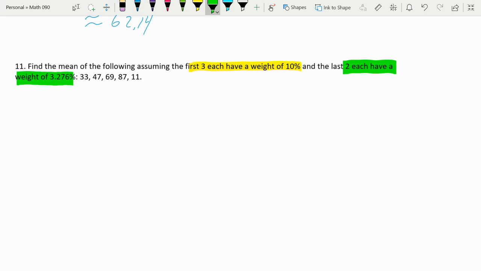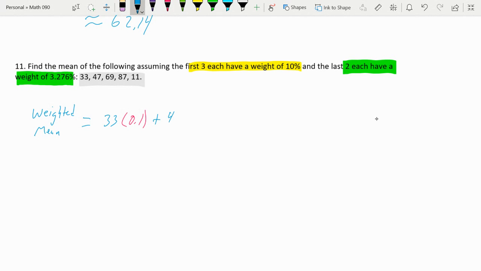So when we do this, again, the weighted mean, I'm just taking all those numbers, and here are our numbers right there. The first three have a weight of 10%. So 33 times 0.1. I want to write it as a decimal. If it gives me a percentage, I write it as a decimal.